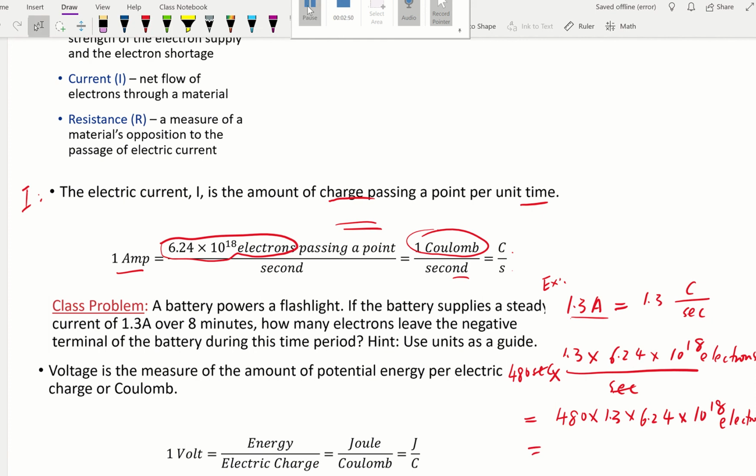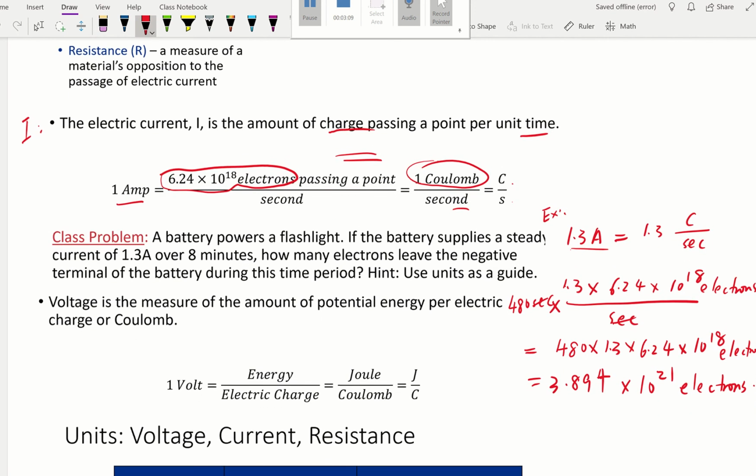So putting in the scientific notation, I will have 3.894 times 10 to the power of 21. Hopefully you get a similar answer. That's how many electrons pass through for the duration of 8 minutes. All right, so that's a quick example for current.